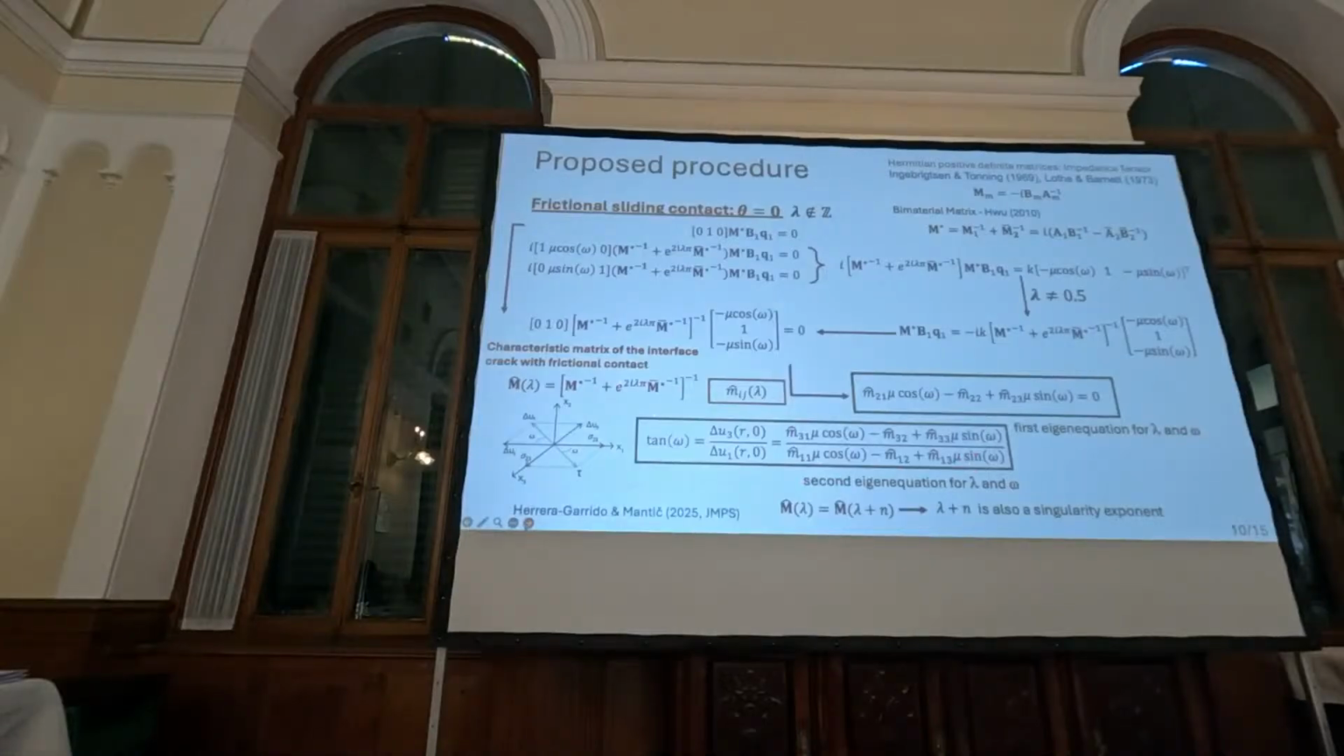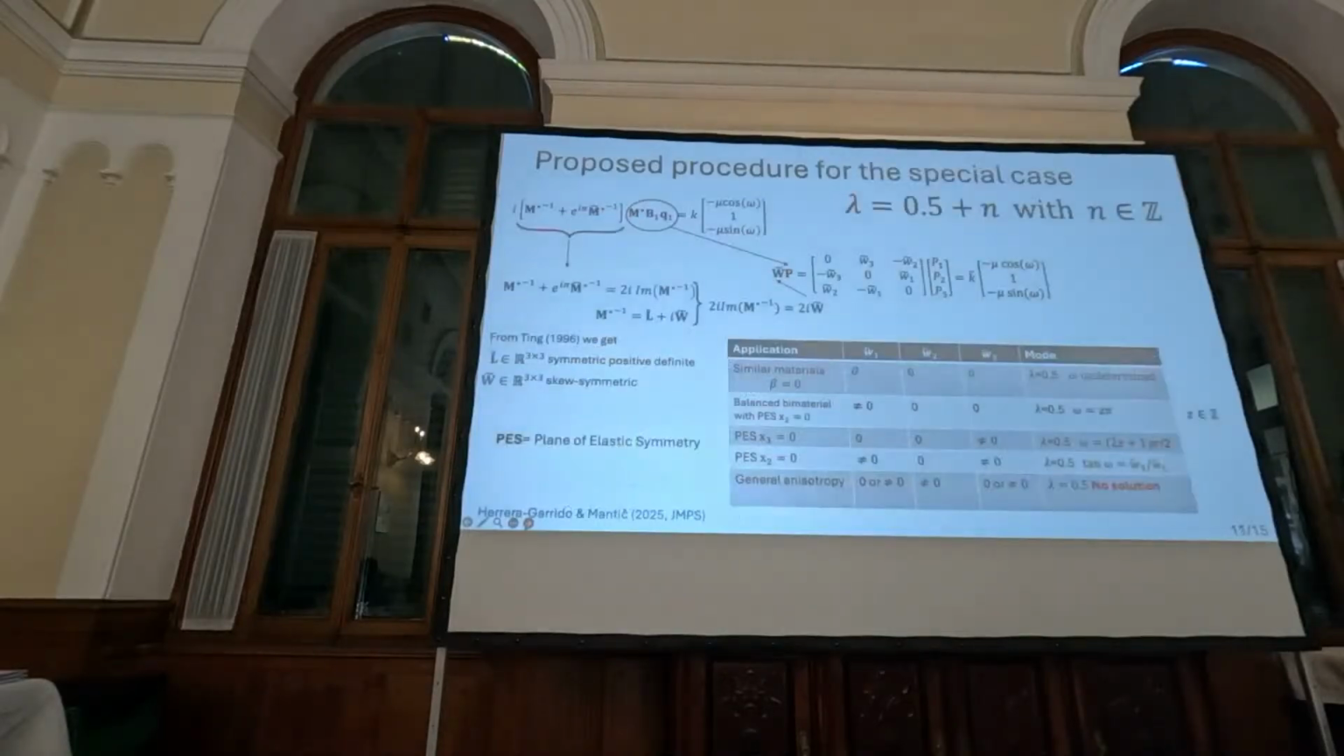Looking at this characteristic equation, we see that it is a periodic function of lambda. So the period is 1. So if lambda is a singularity exponent for the problem, also lambda plus any integer number is a singularity exponent, which is of course relevant for the problem solution.